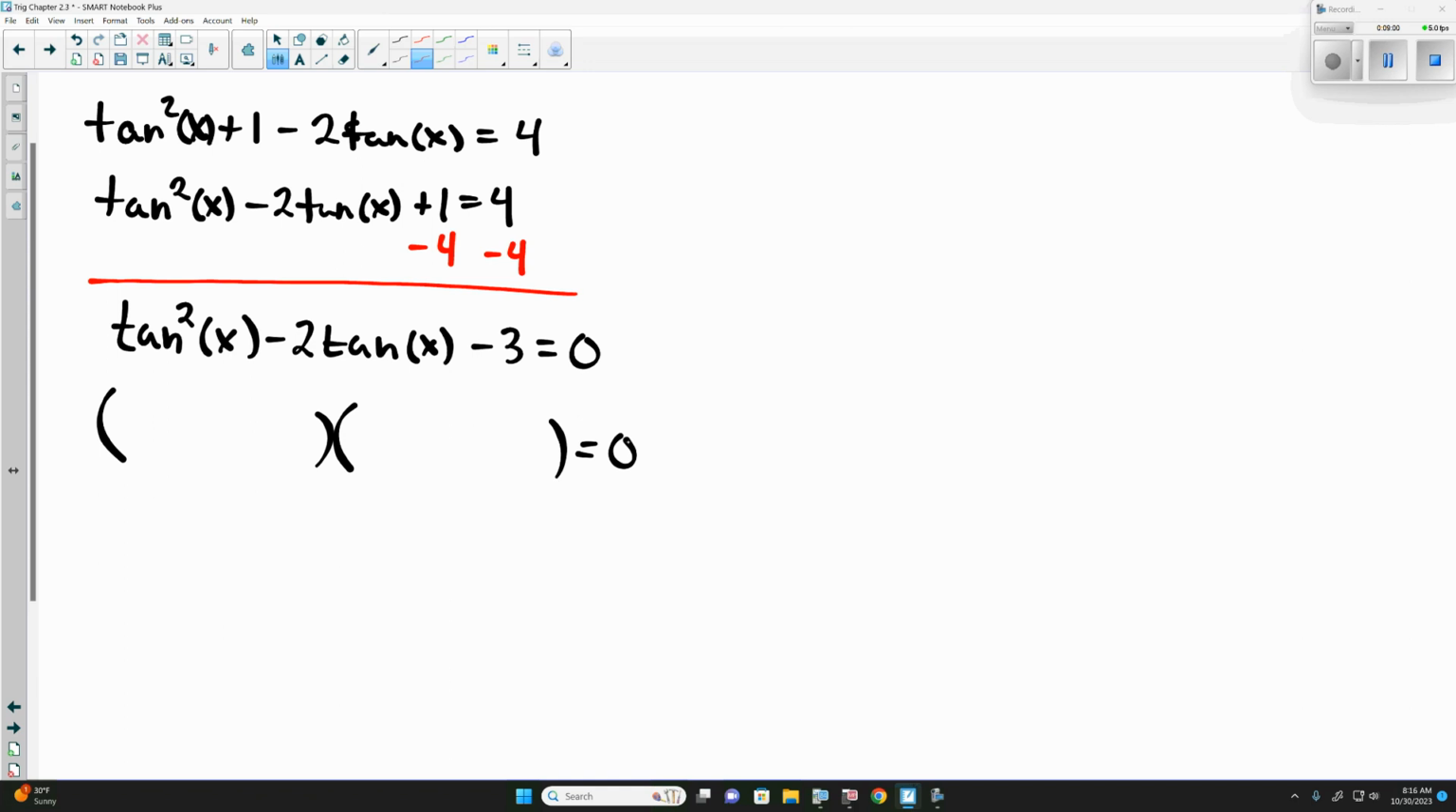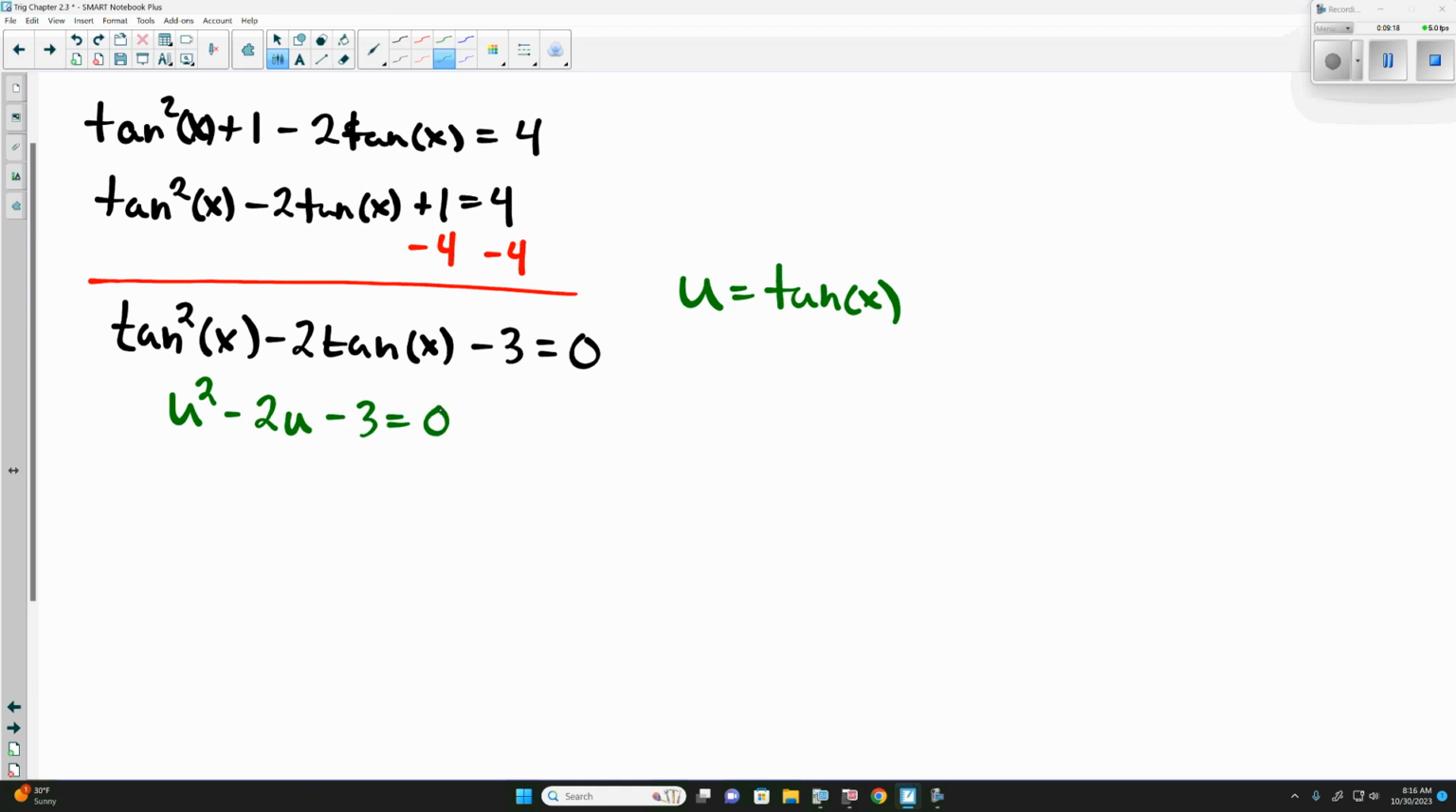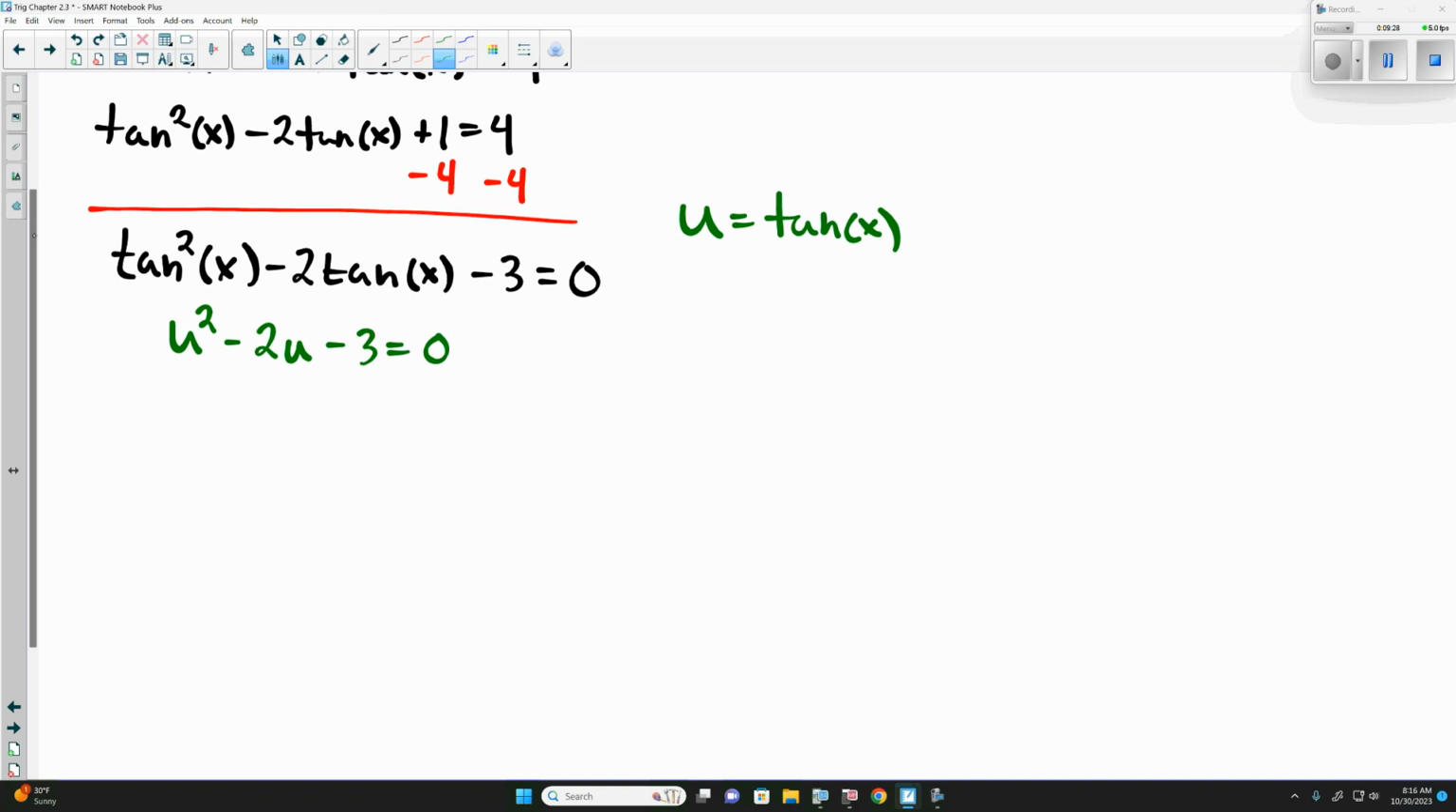We could use u substitution, actually. Let's just use u substitution, because we can say u is equal to tangent of x. If you feel comfortable using just tangent and factoring it with tangent, you can do that. You don't necessarily need the u substitution. And I'll show that here in a minute.